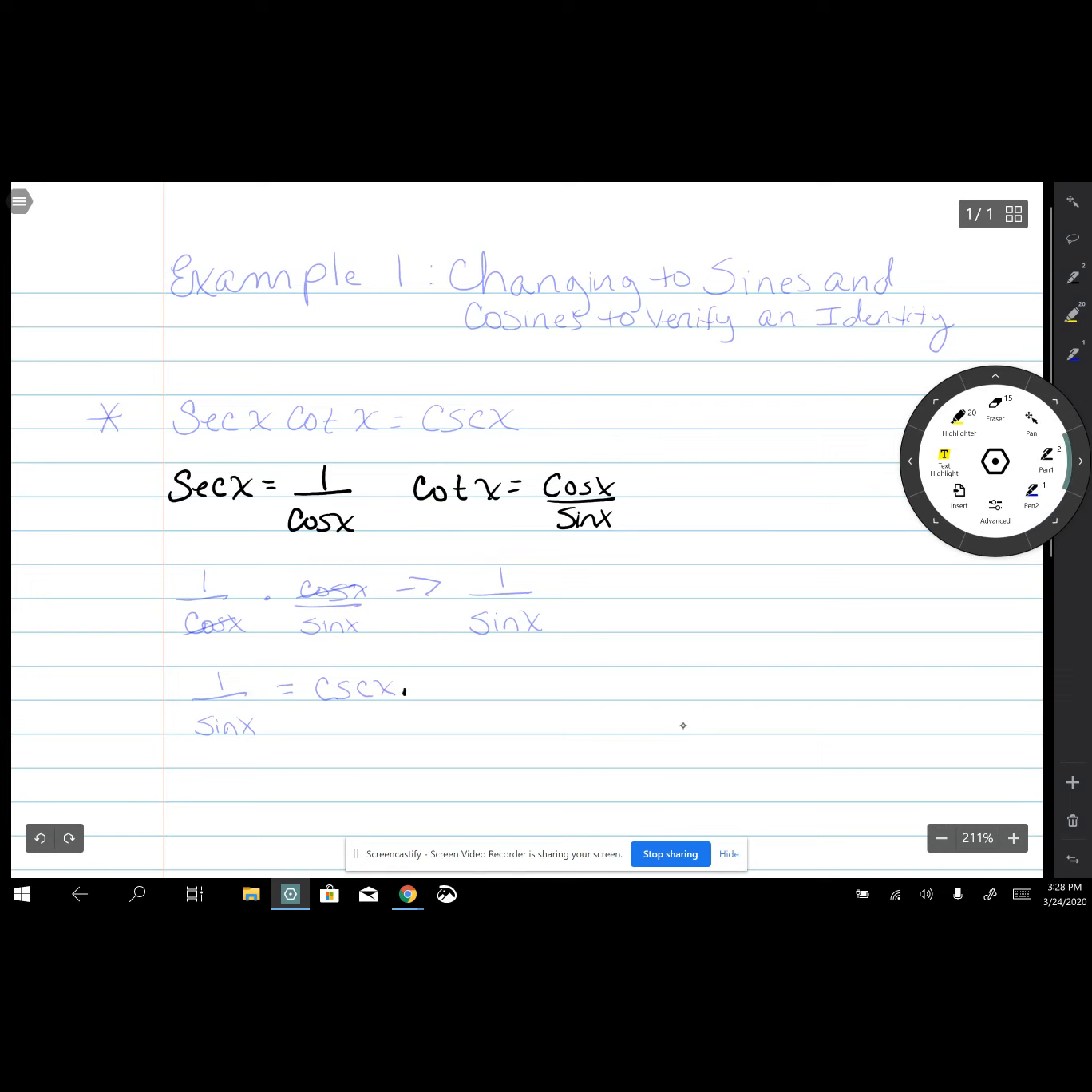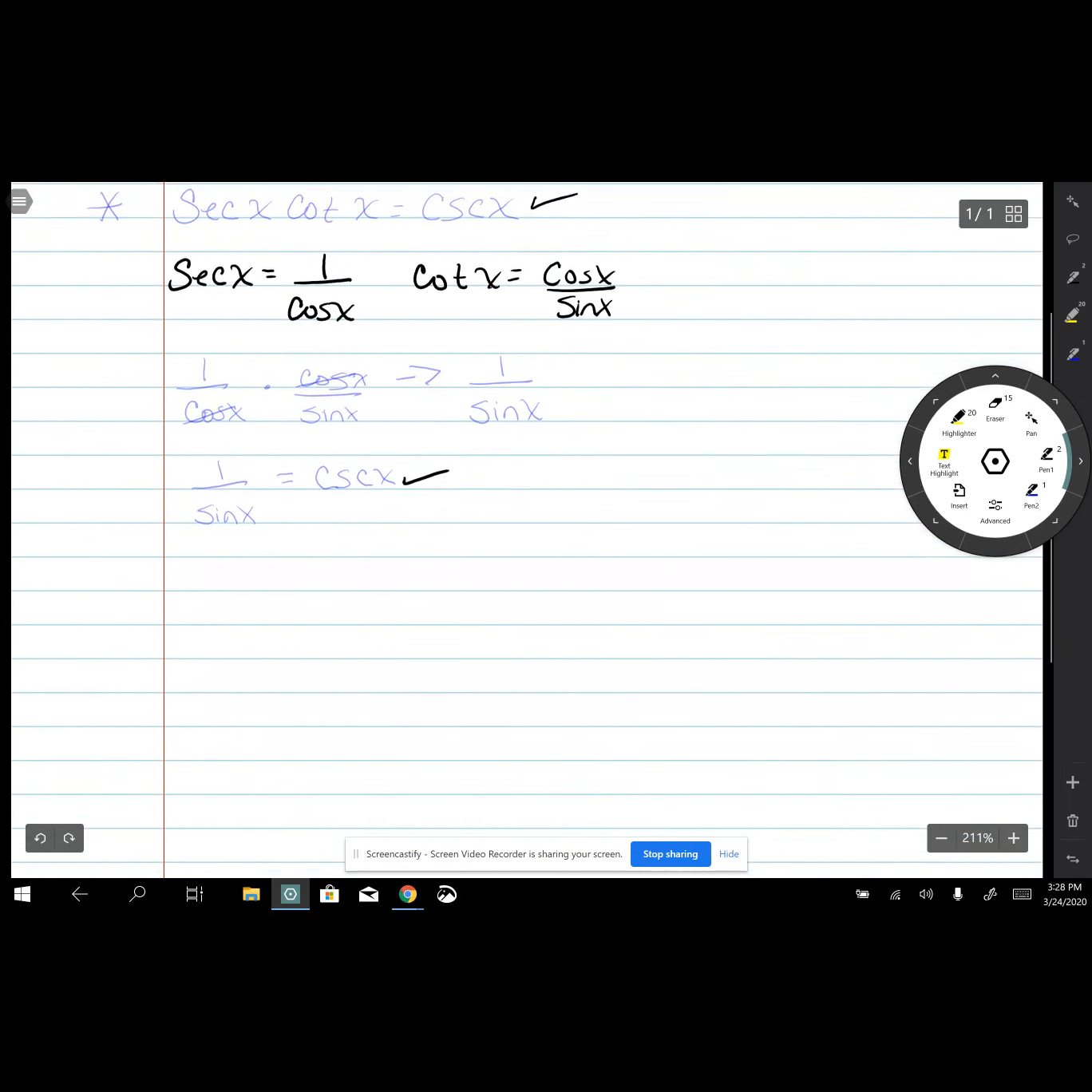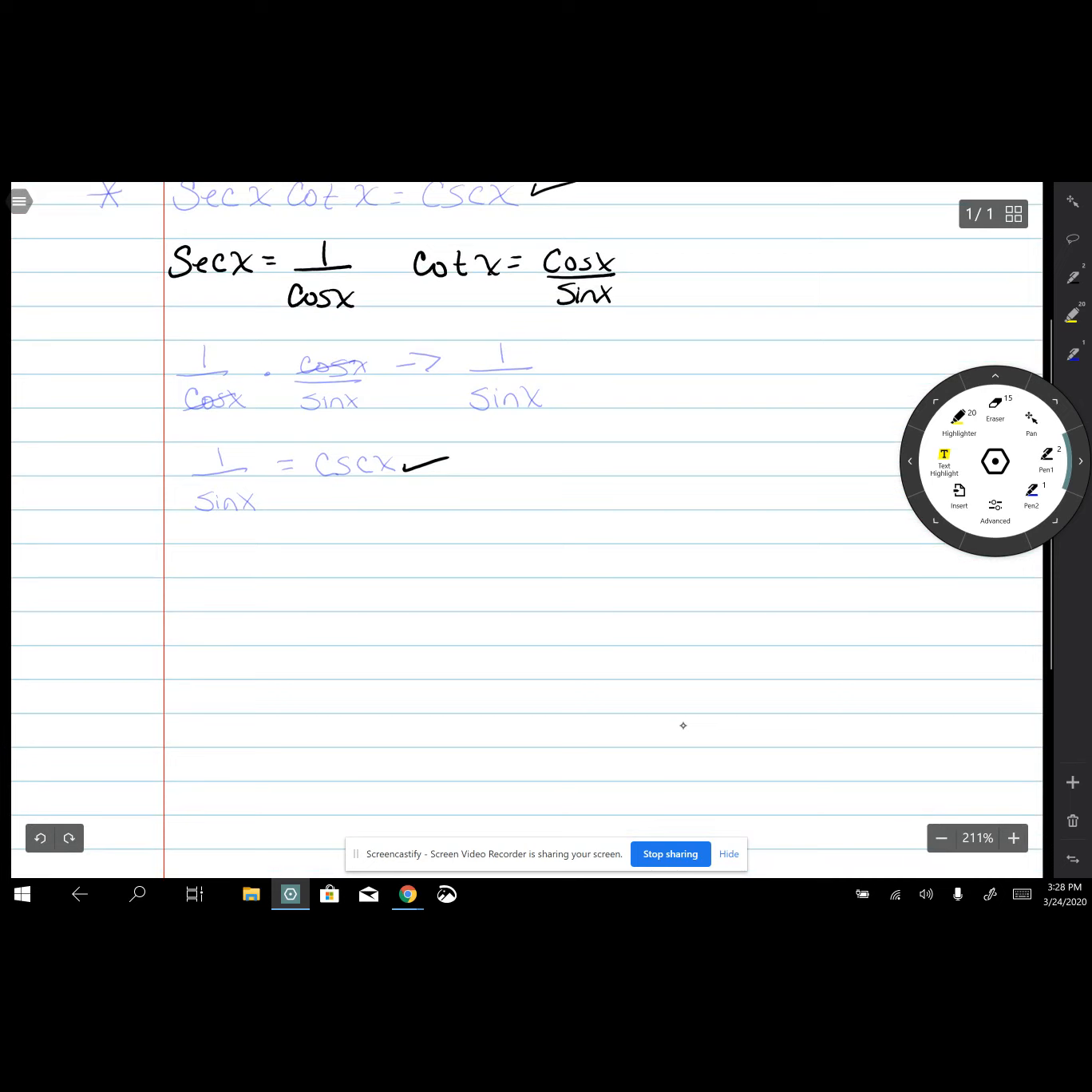And this here gets us back to the actual problem that we're supposed to be getting to. So, with that being said, this is an easy one where you're just turning things into terms of sine and cosine. Now what I want you to do is try this one here. We have cosecant of x, tan of x, and this is equal to secant of x.